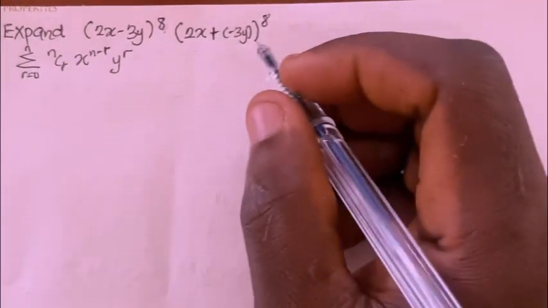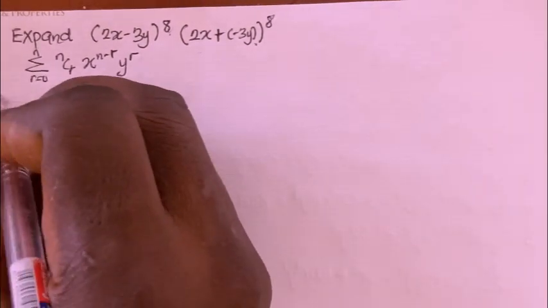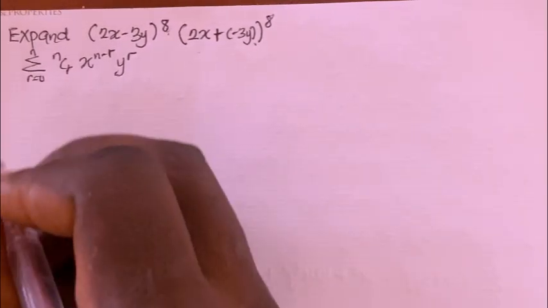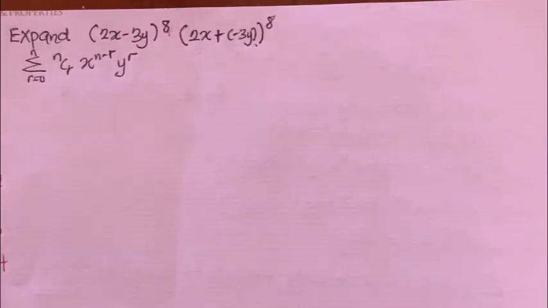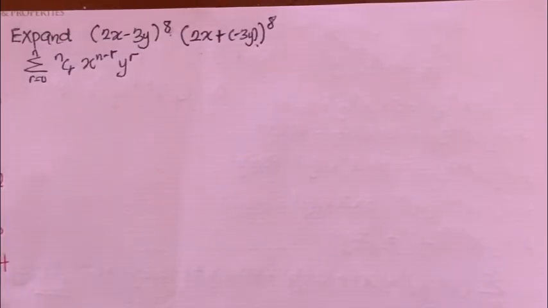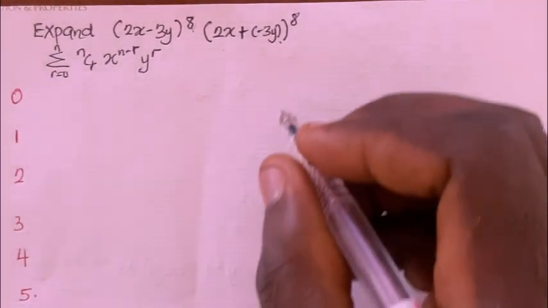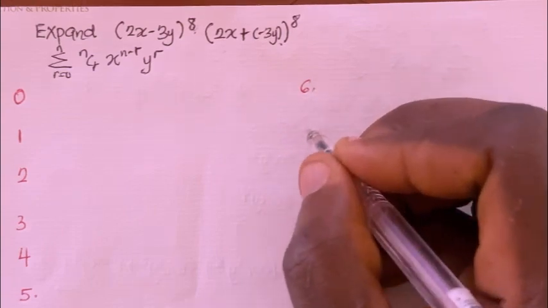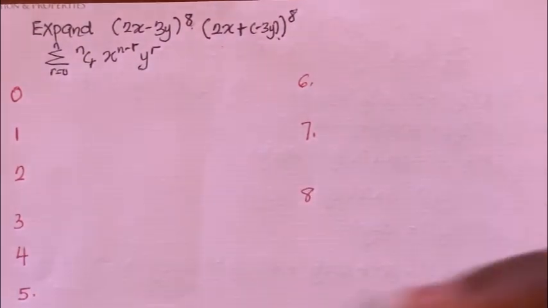Now I'm going to expand this. So first thing, I'm going to write out all the terms I'm going to have. The first one is the zeroth term. Then I'm going to have the first term, the second, third, fourth, fifth, sixth, seventh, and also the eighth term. That's the terms I'm going to have.